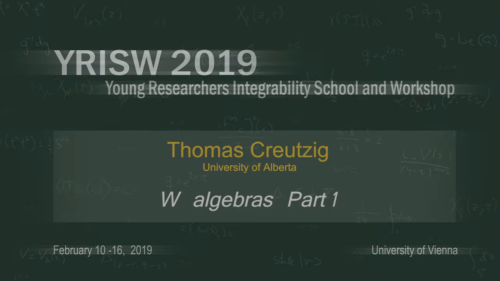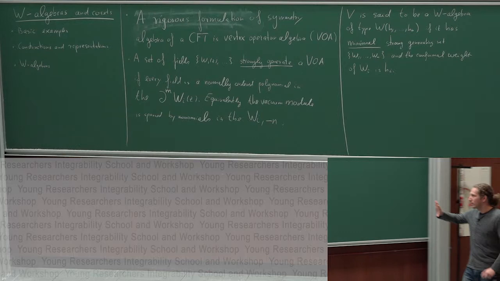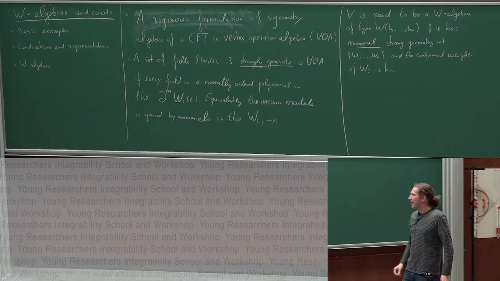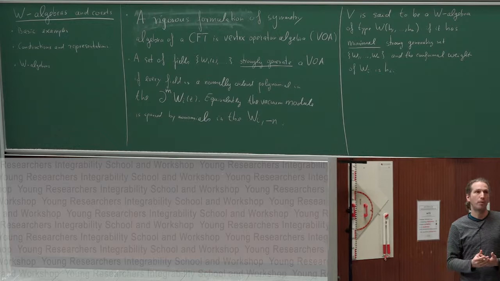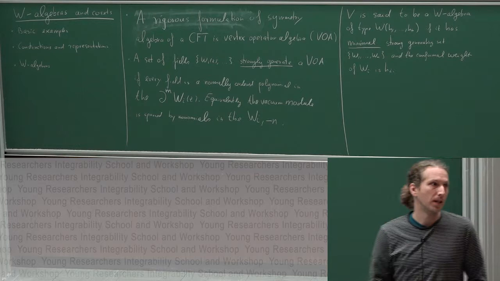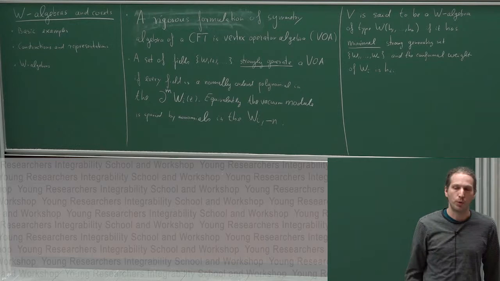So my plan is to give you an impression of W-algebras. And let me first start with a vocabulary which I already put on the board. So I like to call the symmetry algebra of a conformal field theory a vertex operator algebra. You just take it as the symmetry algebra of a two-dimensional conformal field theory. It is the formulation that a mathematician uses, and it is really just a rigorous formulation of this concept. And I will usually say VOA for short so that I don't have to write the whole word.